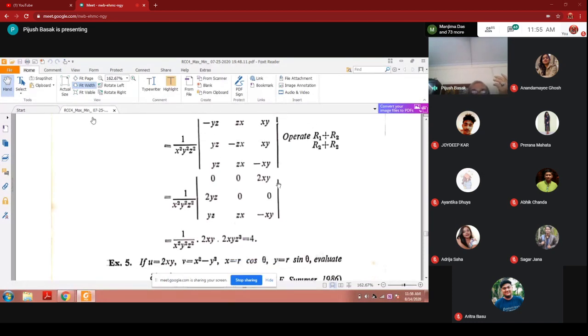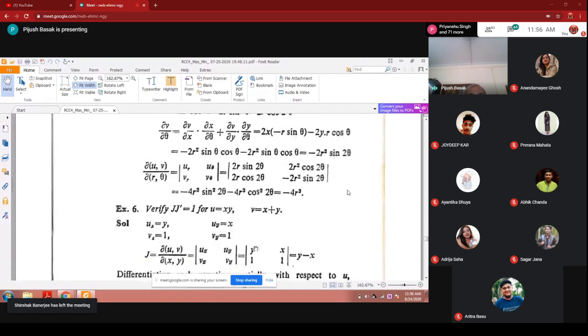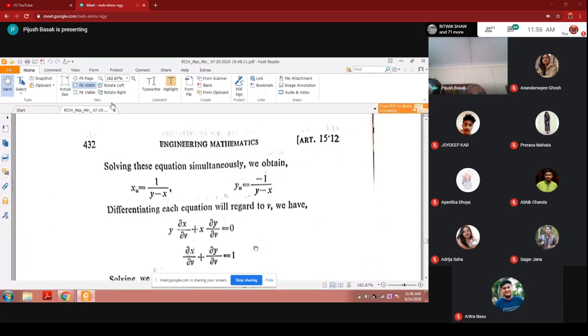Adding one row of a determinant to another row is allowed, so the value will not be changed. So we get this, and after that, evaluating this determinant gives 2xy into 2xyz square, and after cancelling the corresponding terms, you will get 4. The other problems follow the same procedure.